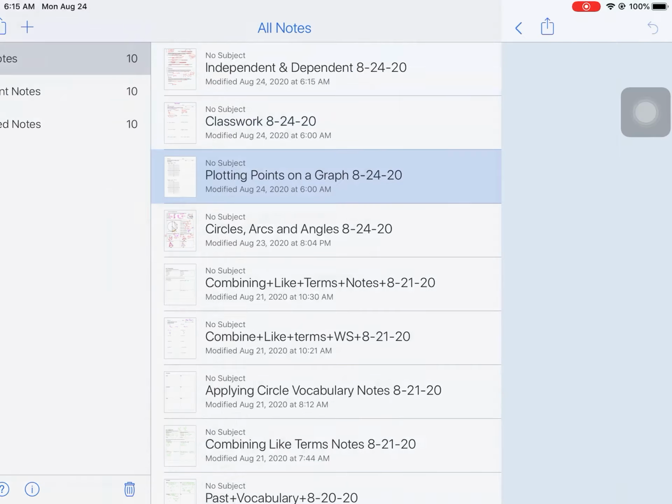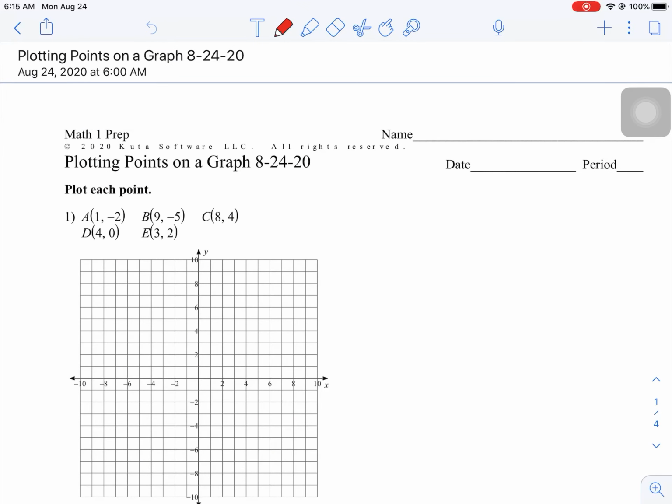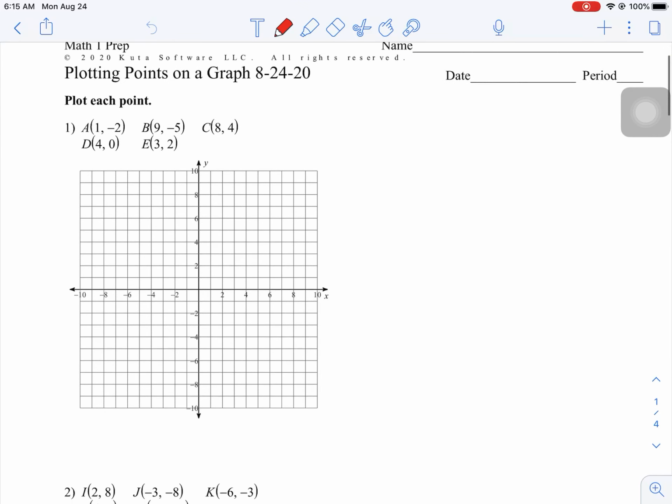Now, what I'm going to do is go to the classwork here. Oh, wrong one. I'm going to go to plotting points. What we're going to do here is there are 6 problems, and I want you to plot the points and label. Okay? So notice number 1 says A is 1, -2. So that means the x value is 1, the y value is -2.